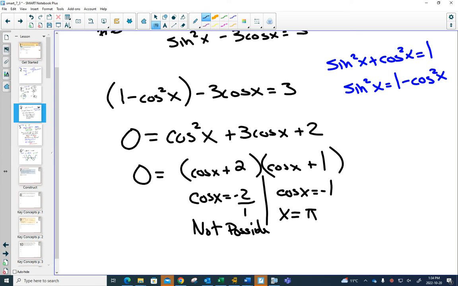Now the last thing I'm going to do is look at the domain. It is between 0 and 2 pi. Oh, I don't have to change any answers. That makes me happy. We're all done.